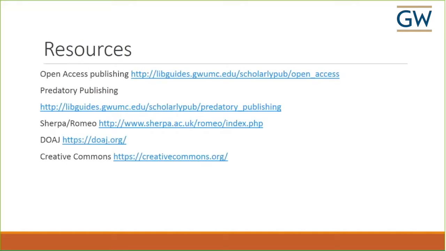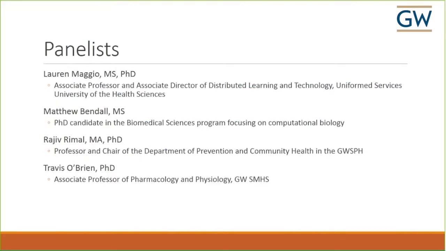So for those of you who are at home and want to follow up a little bit more on this, here are some resources. We have research guides in the library on open access publishing and predatory publishing that you can refer to for more information. We will make these slides available when we make this presentation available. Sherpa Romeo and DOAJ, the Directory of Open Access Journals, are both places where you can go to identify legitimate, non-predatory open access journals. So I thought you might like to have that. And since generally in the open access model, publishers let you retain copyright in your articles, I thought you might want to read a little bit more about the Creative Commons licensing that goes behind publishers maintaining copyright and ownership of their intellectual property.